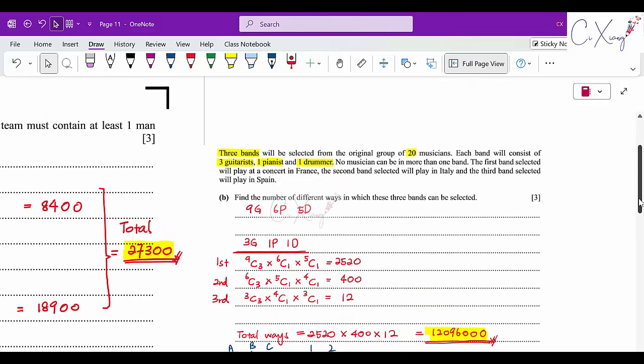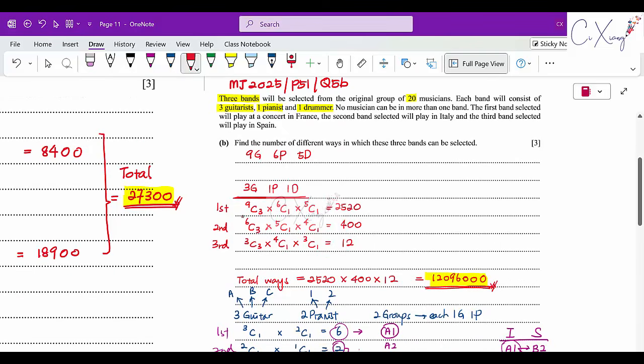It is actually from May, June. This is May, June 2025, paper 5-1. And it is question number 5, part B. We are having a very similar question here where they are saying that we also form 3 bands from the group of 20 musicians. But for these 3 bands, they already fixed the number of musicians for you, for each group. So every group must have 3 guitarists, 1 pianist, 1 drummer. Therefore, you can see that we are having group 1, group 2, and group 3.